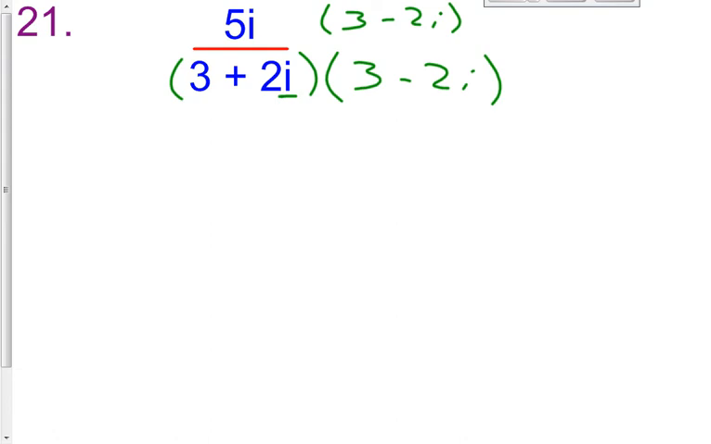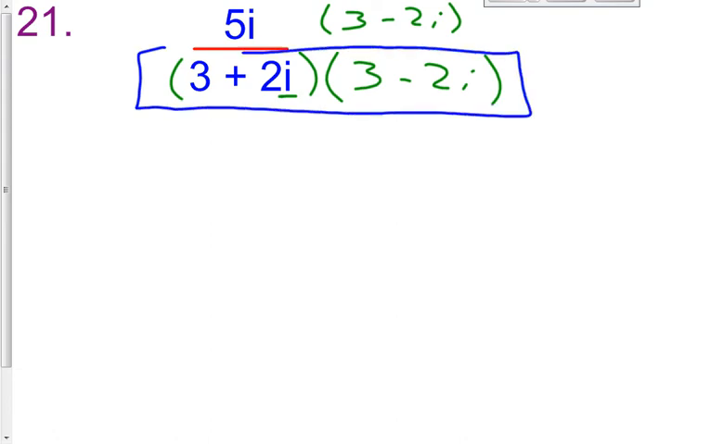So for the bottom here, for the denominator, we're dealing with this part right here. We're going to FOIL this. 3 times 3 is 9. That's the first. Outside, 3 times a negative 2i is a negative 6i. Now we have the inside terms. 2i times 3 is a positive 6i. And then our last, 2i times a negative 2i is a negative 4i squared.